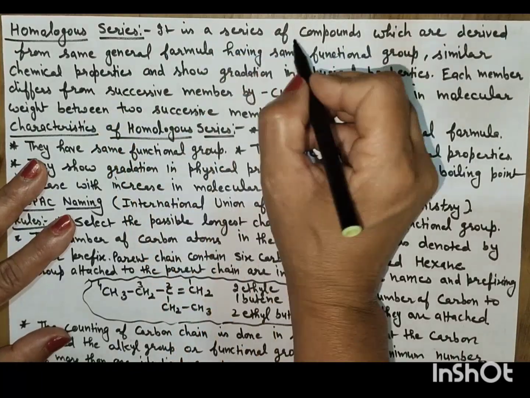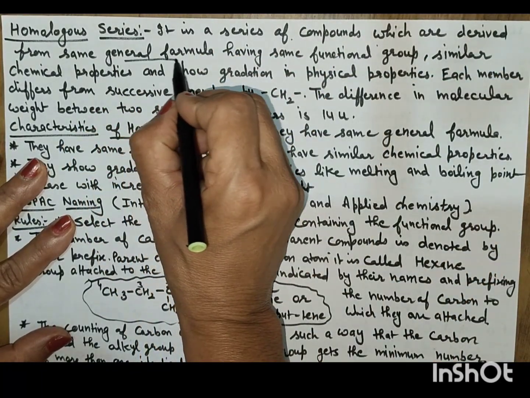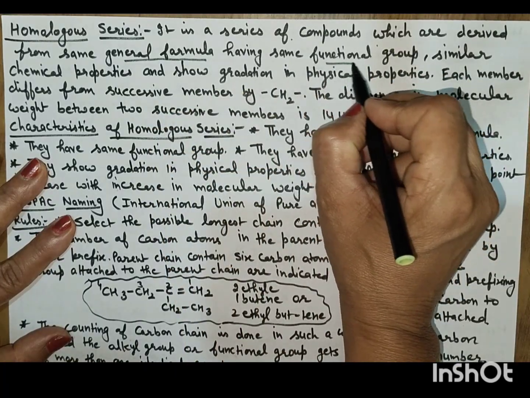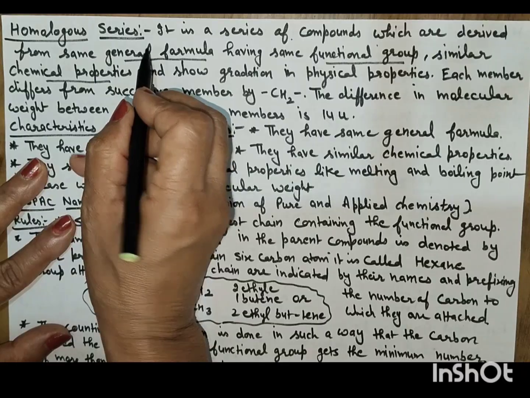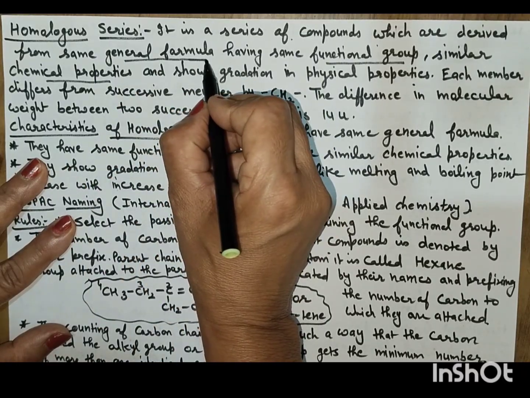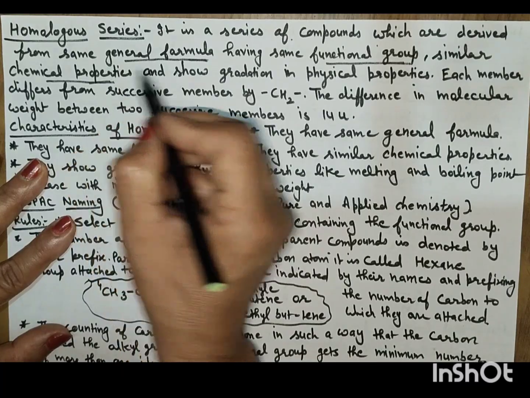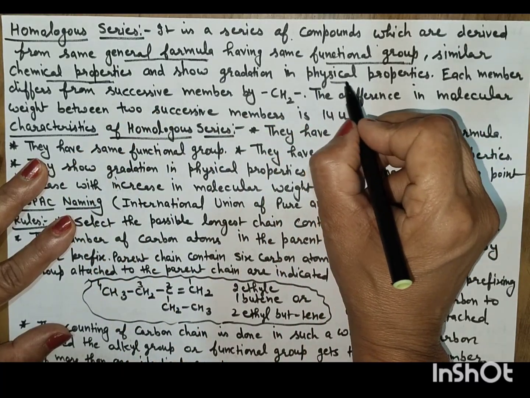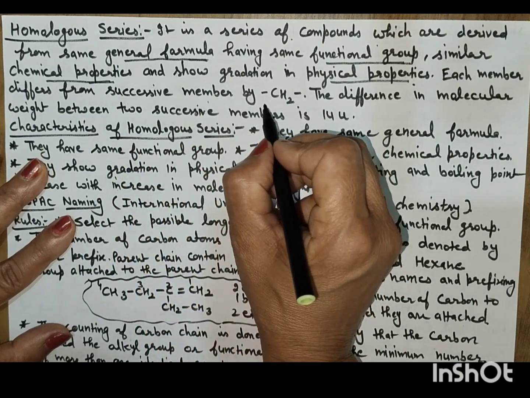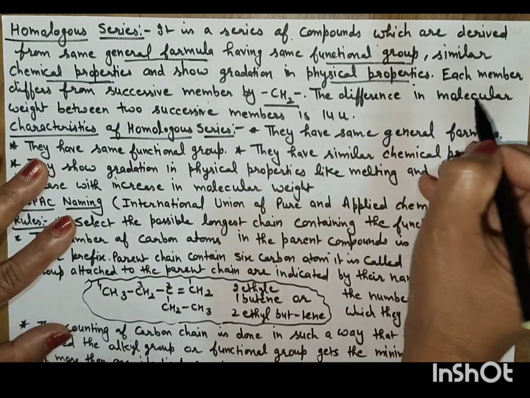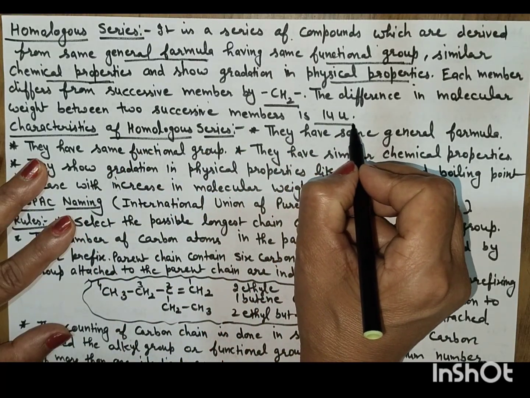Homologous series. It is a series of compounds which are derived from the same general formula, having the same functional group and similar chemical properties, and show gradation in the physical properties. Each member differs from the successive member by a CH2 group. The difference in molecular weight between two successive members is 14 u.